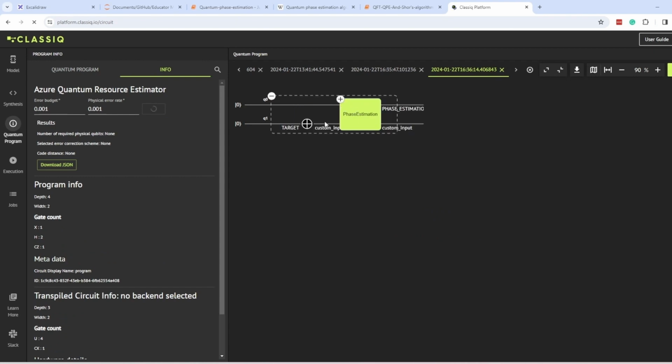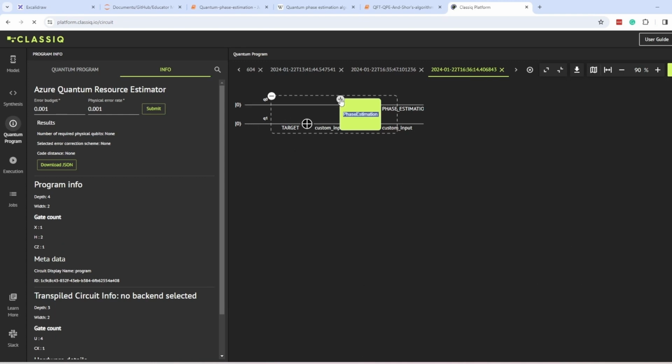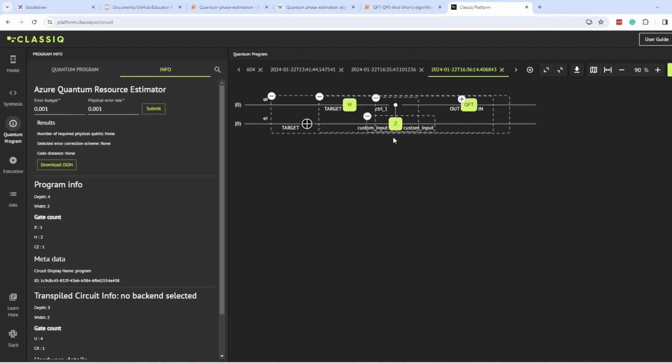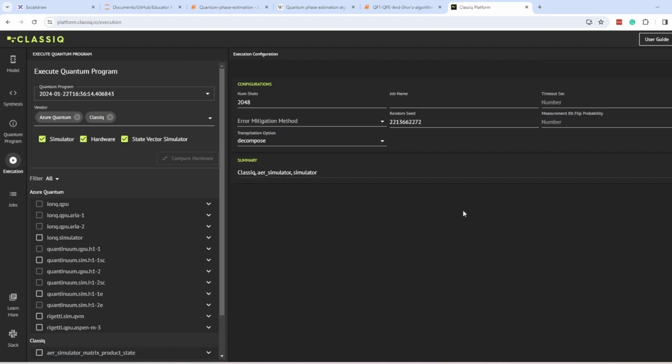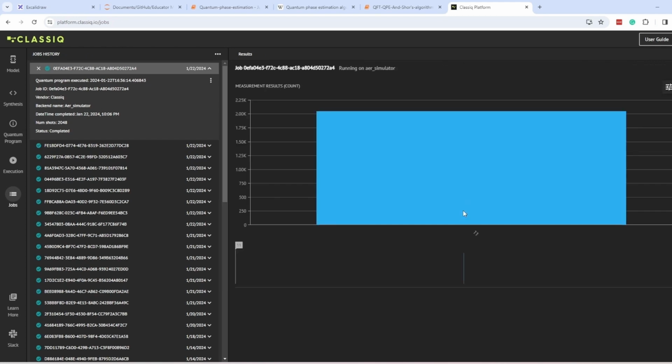So here we have the circuit. This is our input, plus and 1 state, and then we apply Hadamard to the evaluation register, and then we apply this controlled Z, and then we have this Hadamard gate as the inverse quantum Fourier transform, and let's execute it and see if the output actually matches whatever we saw.